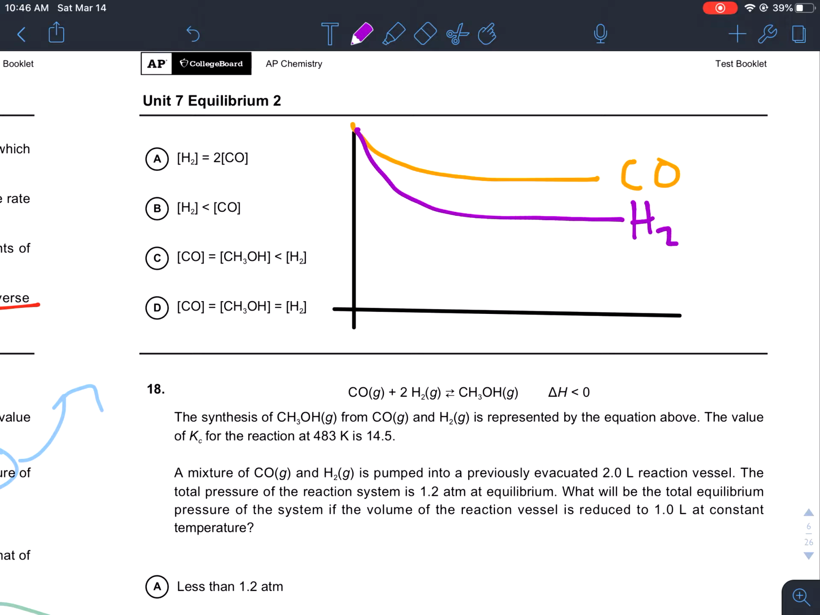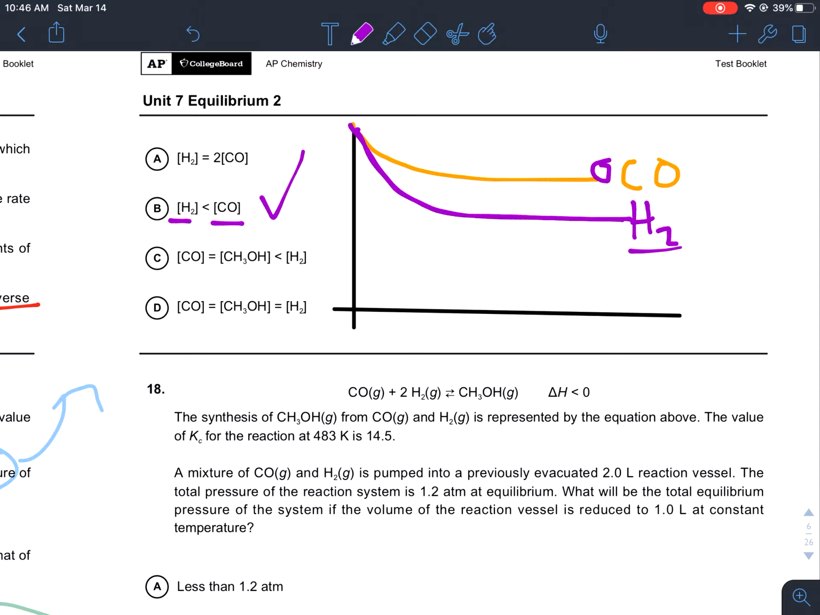So, okay, A says the concentration of your H2 is equal to 2 times the CO. If you double the CO, the H2 is supposed to be less than the CO, not more than the CO, so A is incorrect. And that's exactly what I just said for the answer to B. H2 has to be less than CO because it is getting consumed faster because of the coefficient of 2 in front. The correct answer, therefore, is B. Ding, ding, ding, ding.